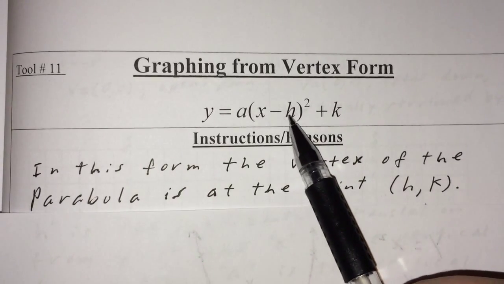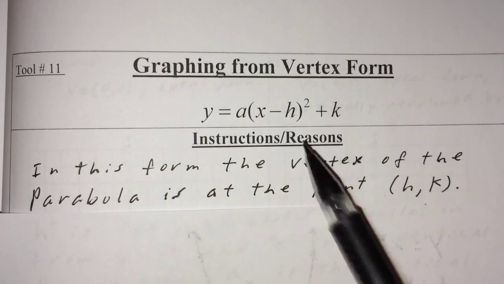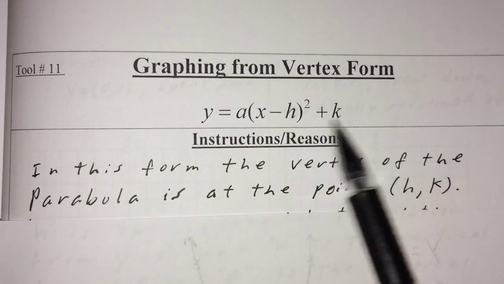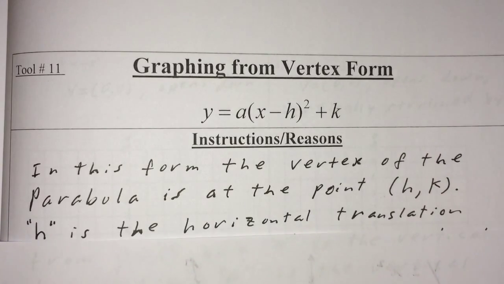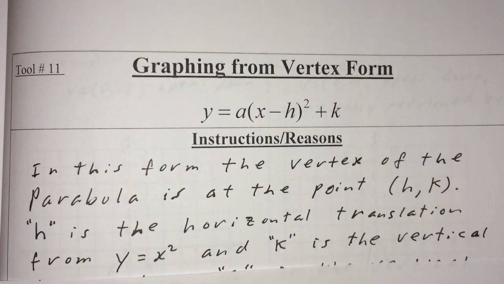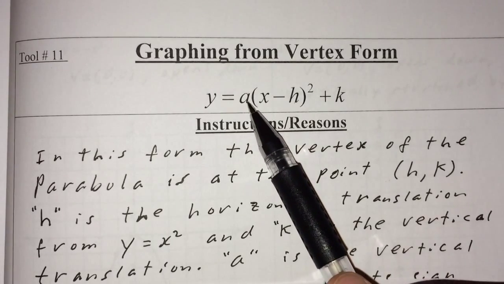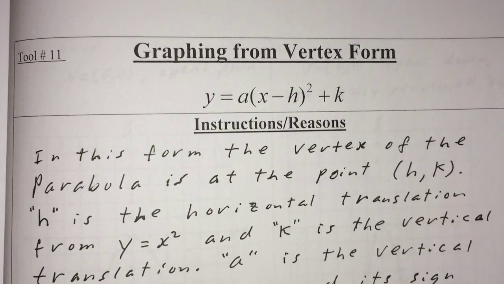We have a minus there so that we can take the x coordinate directly. So (h, k) is the vertex. It's been horizontally translated by h, vertically translated by k, from y equals x squared. And a is the stretch factor, as it has been in every form, and its sign will determine which way it opens.